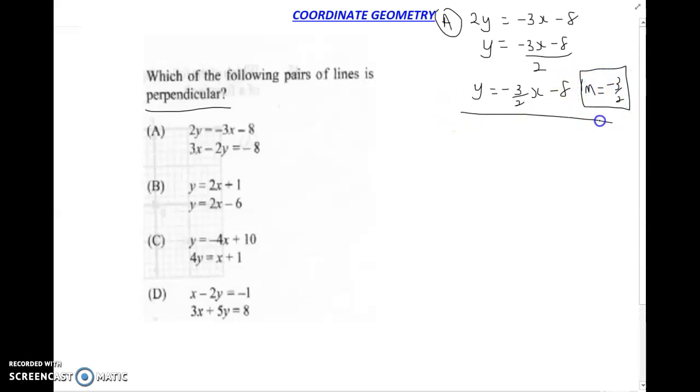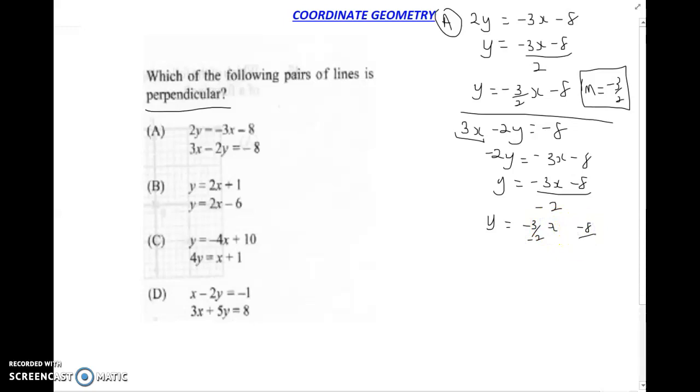My second equation for A was 3x minus 2y is equal to minus 8. So let's carry across everything. So plus 3x becomes minus 3x minus 8. Then y is equal to minus 3x minus 8 over minus 2. We could break it up: minus 3 over minus 2 x, and then minus 8 over minus 2. So the negative signs cancel: 3 over 2 x plus 8 over 2, so this is my gradient here.